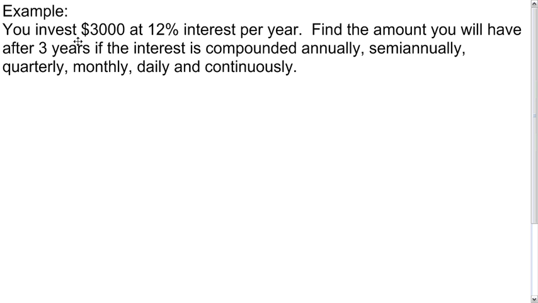So now let's look at this example. It looks like one example, but it's really several. If you invest $3,000 at 12% interest, find the amount you will have after 3 years if the interest is compounded annually, semi-annually, quarterly, monthly, daily, and continuously. So we're investing $3,000, so our principal is $3,000. Our interest rate, R, is 12%, which is 0.12. Our time for total is 3 years.